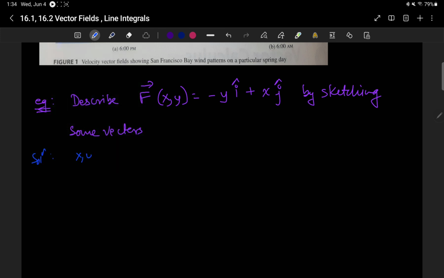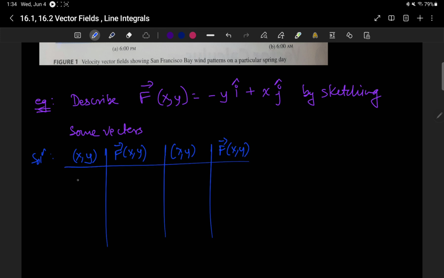So we can make a table. We take certain values of x, y, and figure out what the vector corresponds to it. Take more values of x, y, figure out more vectors corresponding to it. So let's say I take 1 0, 2 2, 3 0, negative 2 2, negative 2 negative 2, negative 3 0, 0 negative 1, 0 negative 3.